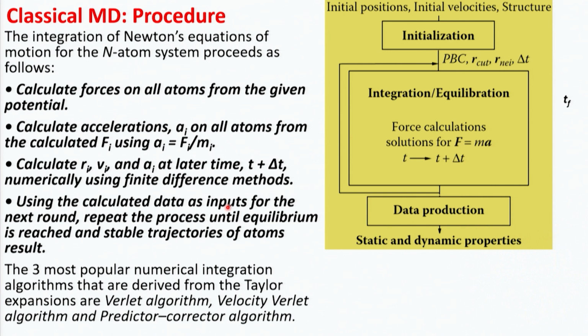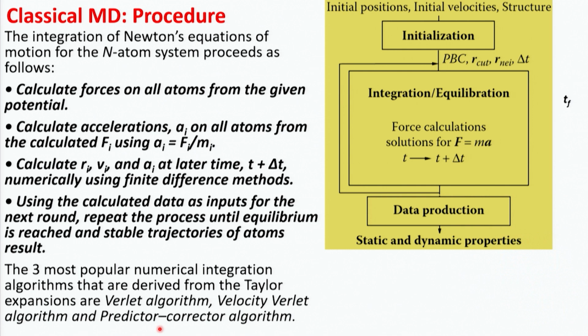Equilibrium means when the atoms are not subject to much force. Okay, essentially we consider a kind of cutoff for the force. If the force is less than that cutoff force, we consider that this is under equilibrium. Okay. So when the equilibrium is reached and we get stable trajectories of the atoms, from there we calculate the other properties. Okay. The three most popular numerical integration algorithms we have already discussed are the Verlet algorithm, velocity Verlet algorithm, and also the Predictor-Corrector algorithm. But nowadays different new methods are also coming, like the Gear method and all.